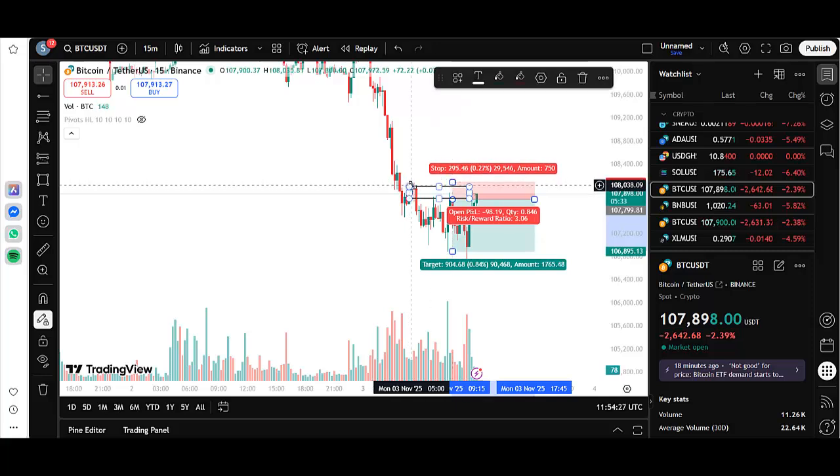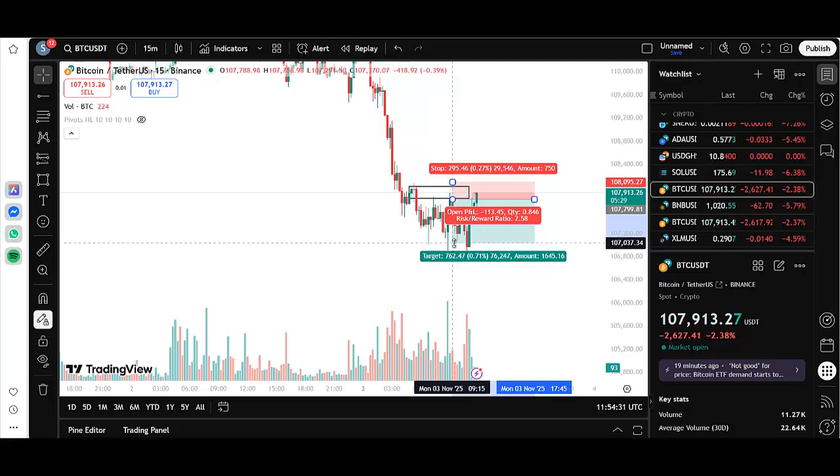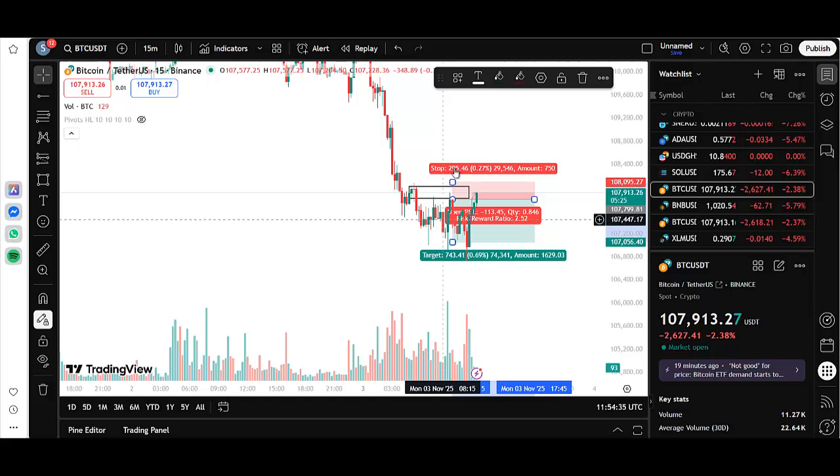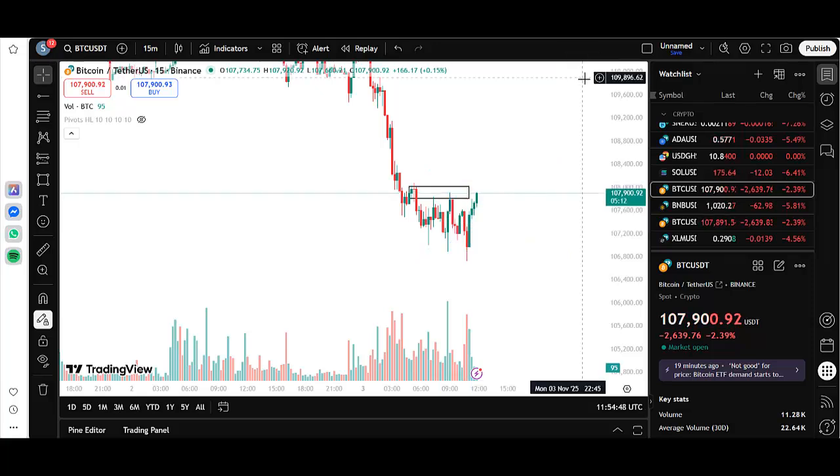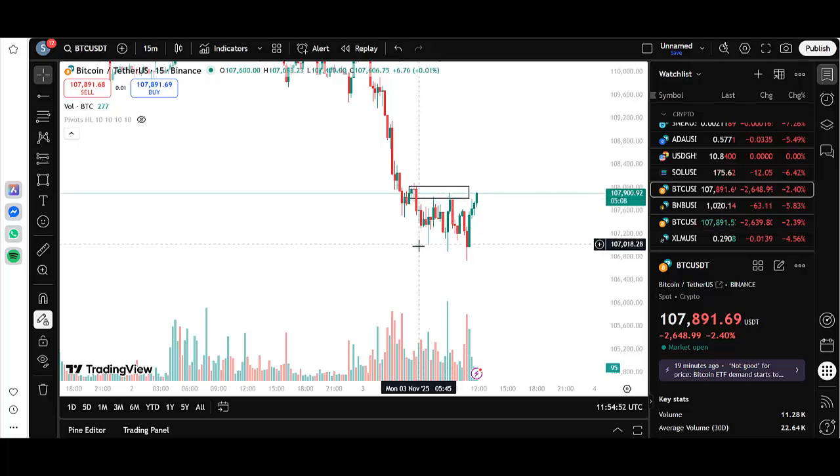Here is the protected low, because this low broke this structure, and then you set your target here, because this was the low that the market got to before coming back up. It's a 1 to 2, or 1 to 2.5 risk to reward ratio, which is good. So clearly we are seeing what happened. That's exactly what happened.